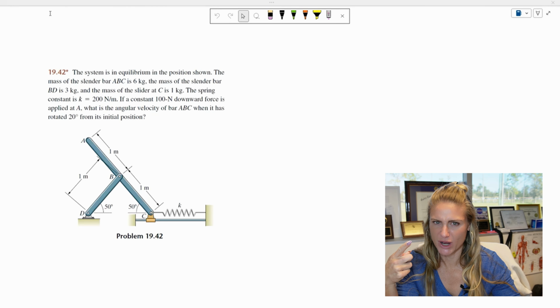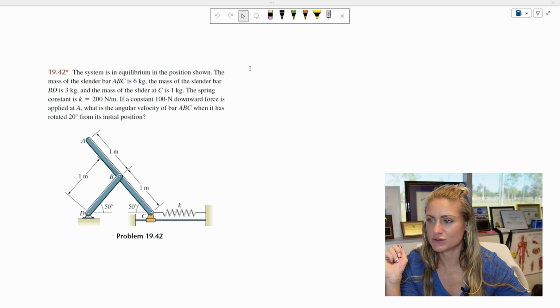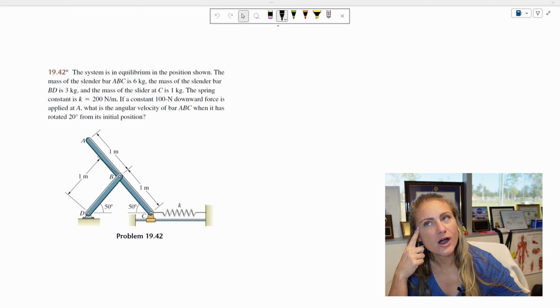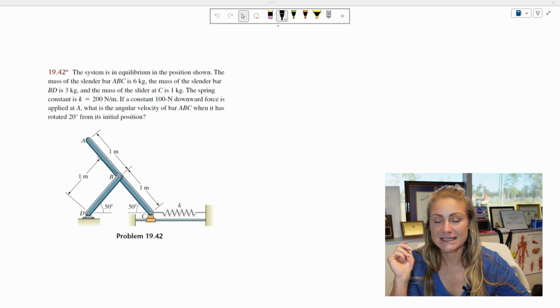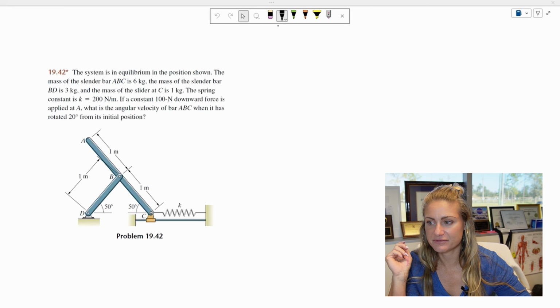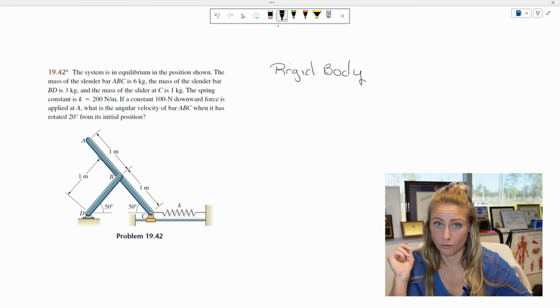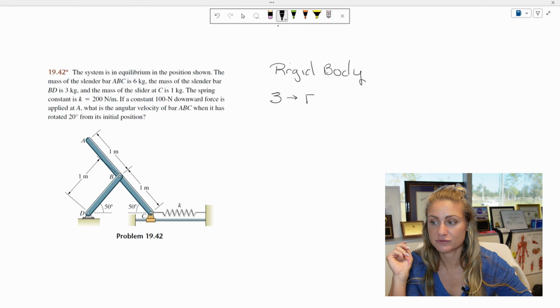Are you ready? I'm ready. Okay, first thing I want you to do is ask yourself, are we living in rigid bodies or in particles? This can't be modeled as a particle. We are definitely in rigid bodies. How many rigid bodies are there? If you said 2, no, there are 3. The slider does count as a rigid body, okay? So there are 3 rigid bodies, which means we are going to have 3 free body diagrams, okay?